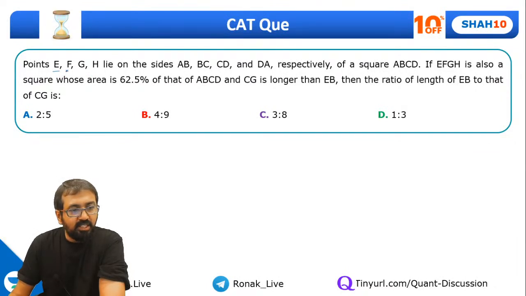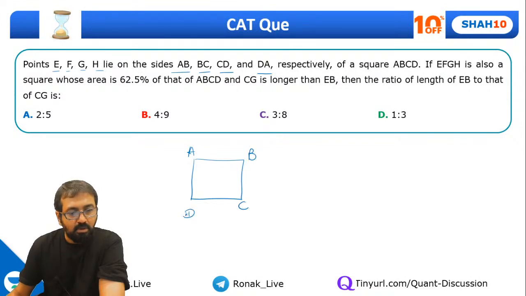So points E, F, G, H lie on the sides AB, BC, CD, DA respectively of a square, right? Let me just try to draw a figure over here. If I take this as A, B, C, D, then E, F, G, H lie on the sides, and nothing is mentioned whether they are midpoints or not.